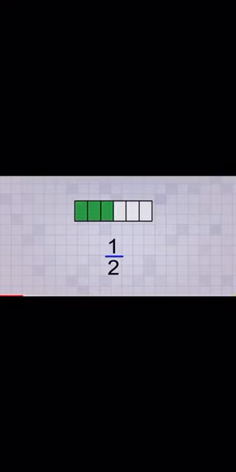I have 6 small rectangles, and these rectangles are divided into 2 groups. The first group in green and the other group in white. So to write the fraction of a set, as you see in this picture, you will write 1/2. 1 is related to the number of the groups in green, and 2 is the total number of the groups. As I show you, we have 2 groups, and we have 1 green group. So I will write it as 1/2.